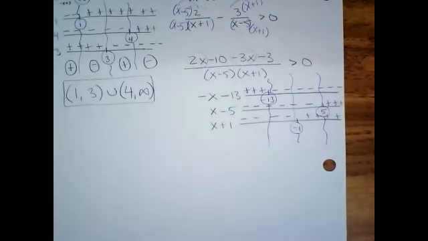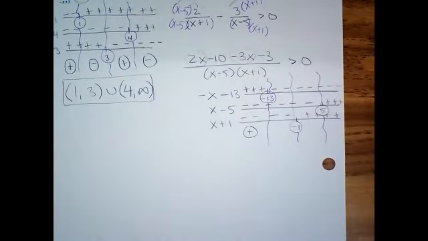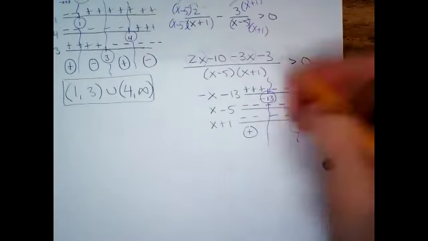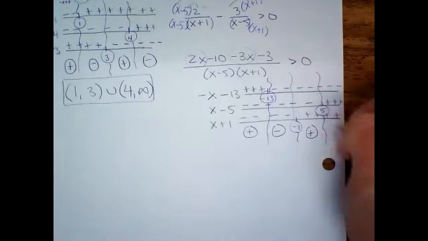And what's going to be the symbol for the first section? Positive, and it's going to alternate, right? Because this next section, negative times negative times negative would be negative. Here they cancel, so positive, and then this one's negative.